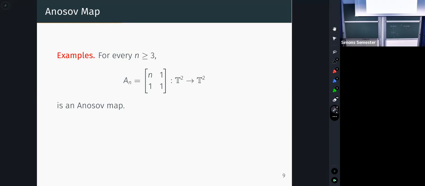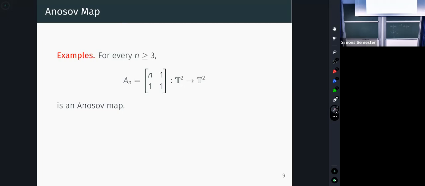Let's give a very simple example. That is what I said. You take some N, and you put N to be larger than or equal to 3. Some simple calculation shows it is actually a covering map of the torus. It has an eigenvalue smaller than 1 and an eigenvalue larger than 1, and the degree of this map is N minus 1. Typically in this map, you have unstable bundles at every point. Usually they call it a special Anosov map, but we will see these things later.